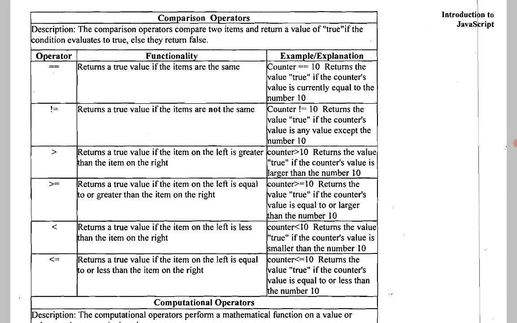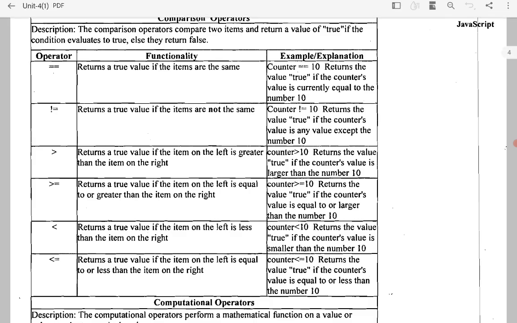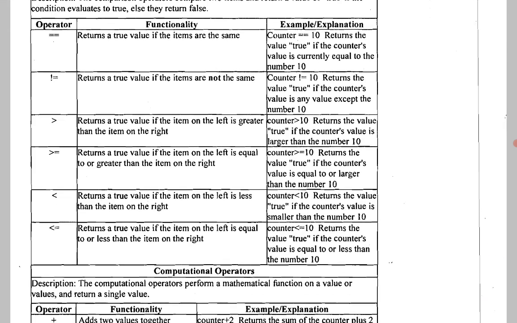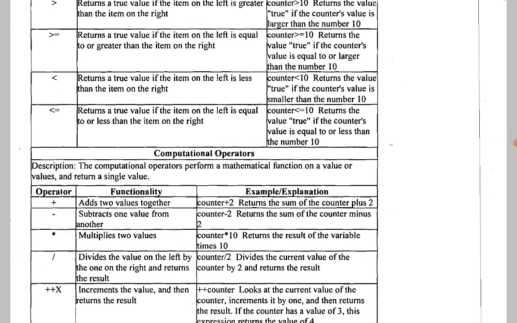What are the comparison operators or relational operators used in JavaScript, like in C, C++, Java? Comparison operators or relational operators are double equals to, not equals to, greater than, greater than or equals to, less than, less than or equals to. All these are called comparison operators or relational operators. Generally these are used to compare two or more values, variables, expressions, or combinations of them.